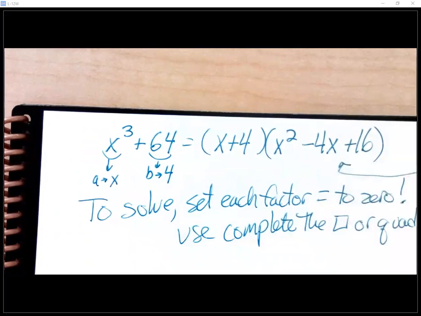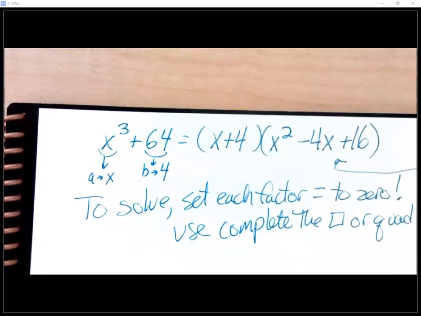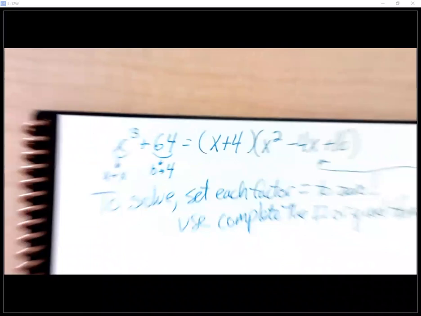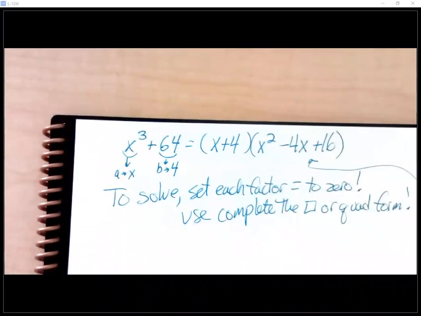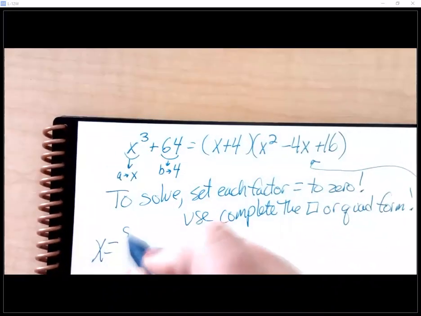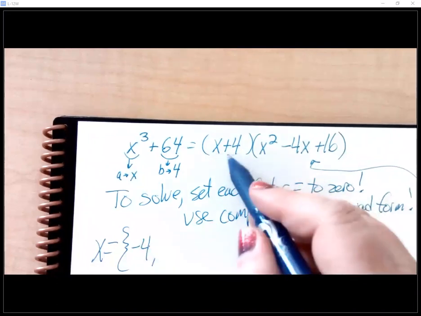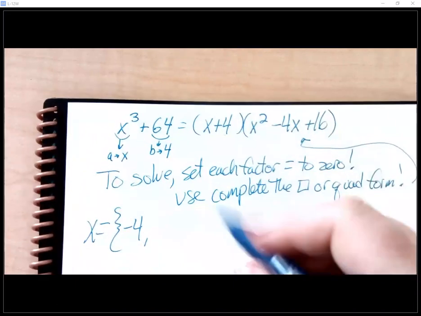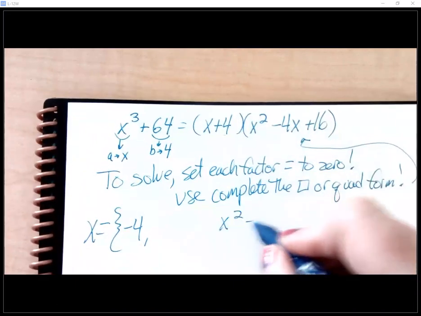All right, so one of my three answers I already know right away. It's super easy. What's one of my three answers? -4. -4, right? I get that one from this factor. Now I need to come over to this thing, and you can try and factor, but I'm going to tell you right now it's not going to factor. But I mean, you can always try.